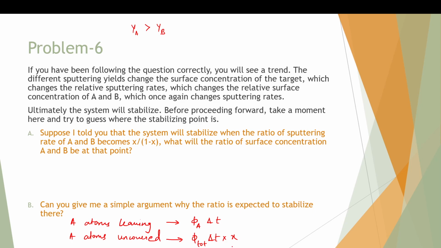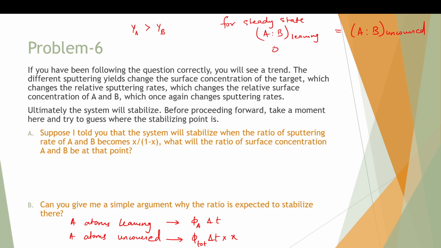Right. So for steady state, I'll just write it here. For steady state, I need the ratio of A to B that is leaving my surface to be equal to the ratio of A to B that is getting uncovered. Only then I will have a steady state. Otherwise, there will always be some amount of A or B increasing on the surface, some accumulation. So let us equate these two.